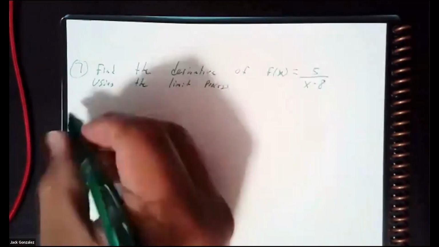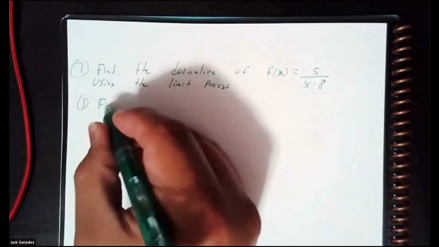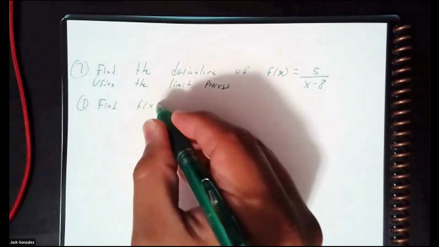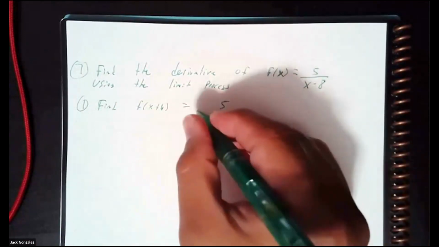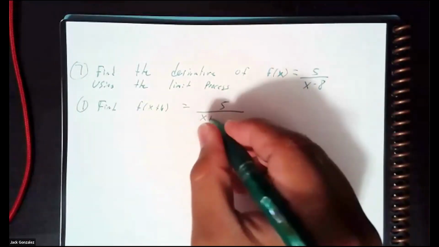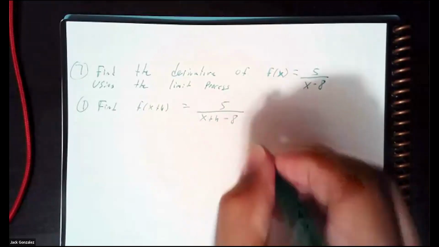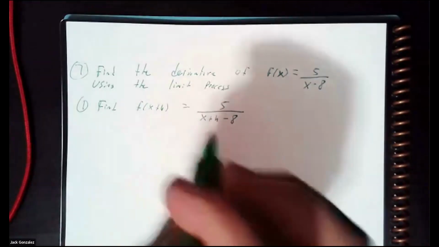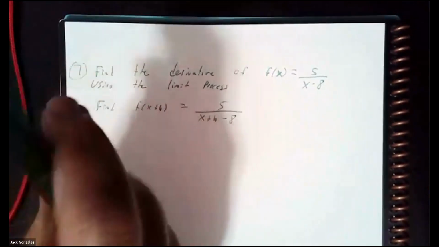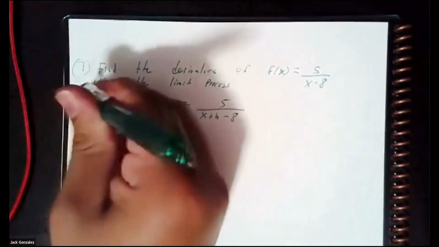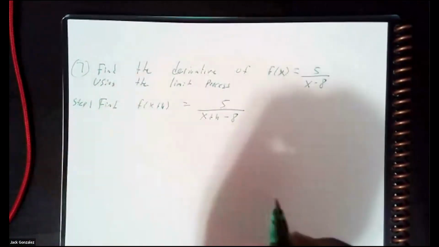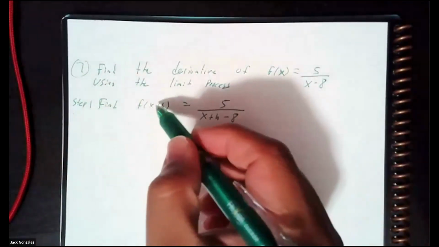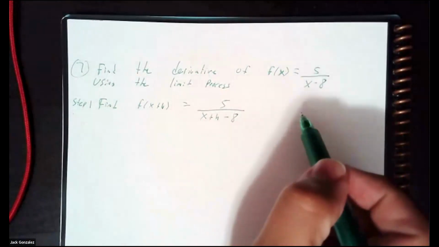So first step, right? Step 1, find f of x plus h. So that will be 5 over x plus h minus 8. That wasn't too bad. So we have the value of x plus h instead of x, right? This means whenever you see something like this, whatever is there replaces the x. It's an input.